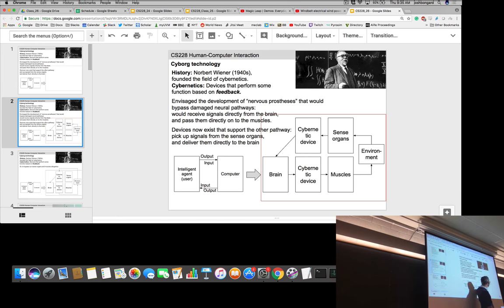Or again, we have a sense organ, and it is impossible for that sense organ to send its information back to the brain. So we place a cybernetic device in the middle that directly collects signals from the sense organ and sends it to the brain. That is one kind of nervous prosthetic or cybernetic device. This assumes, in this case, that we're dealing with subjects in which the sense organs and muscle groups are still working. It's the communication between those systems and the brain that's not working.